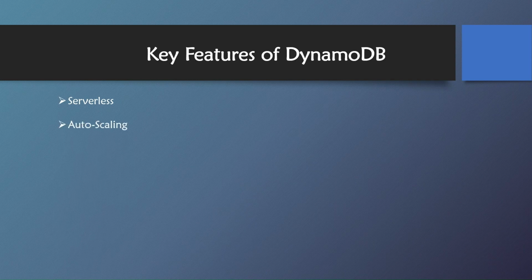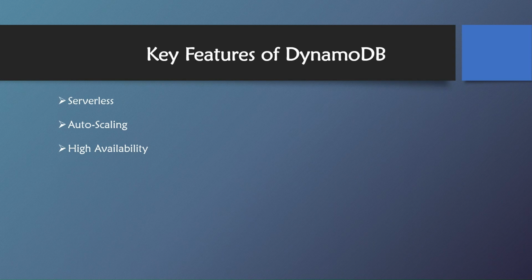The next thing we have is auto scaling. It automatically adjusts the capacity to handle traffic spikes, ensures optimal performance during high traffic periods, and saves cost during low traffic. It also supports on-demand mode, that is pay as you go, and provisioned mode, that is preset capacity.